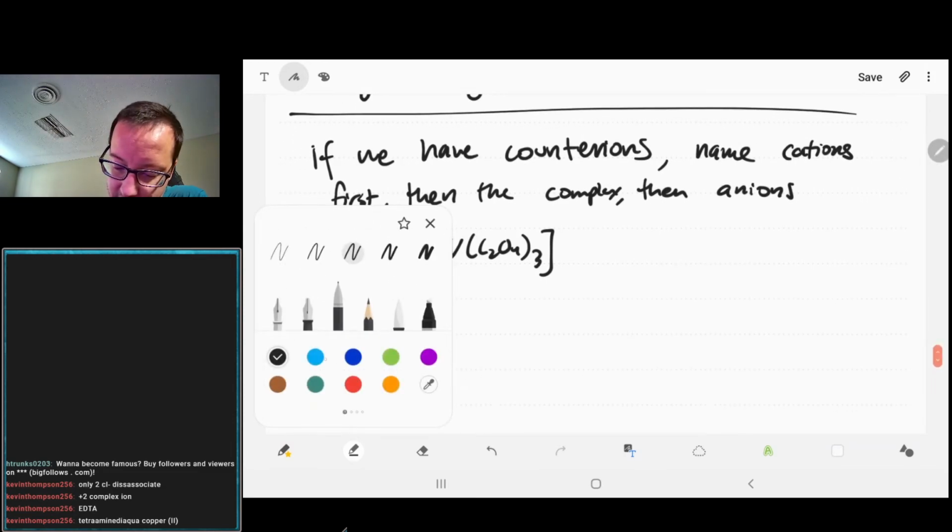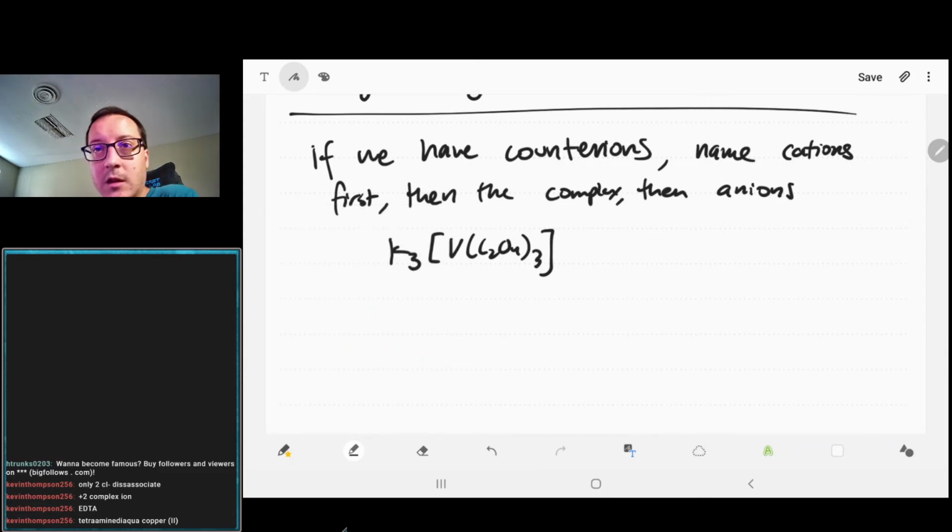Well, let's take a look at what we have. We have oxalate in there, right? So we'll have oxalato. We have vanadium in there. We have 3 oxalates, so that's -6. The potassiums will give us +3. So overall, our vanadium is +3. Hopefully we can tell that as well.